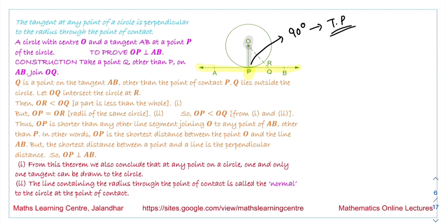And to prove this, we have done the construction over here, and the construction is that we have considered any point Q on this tangent AB, and we have joined these two points O and Q. The point where this line OQ intersects with the circle, that point we have marked as R.